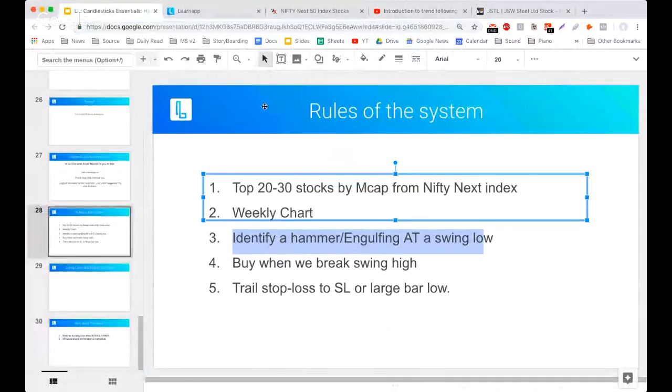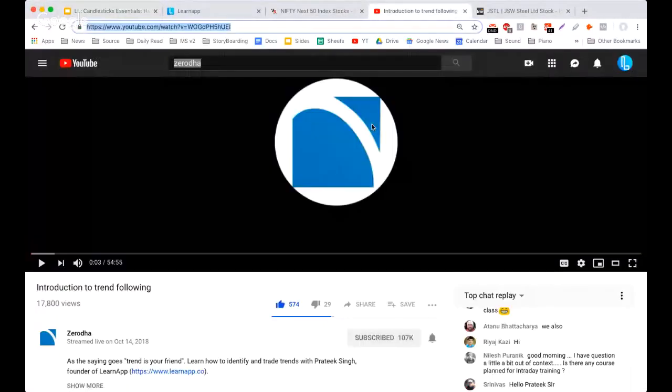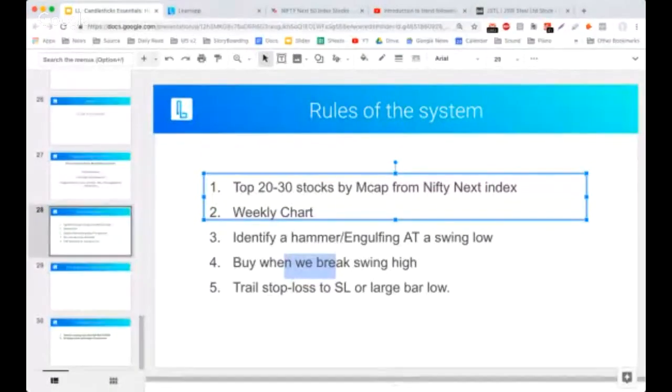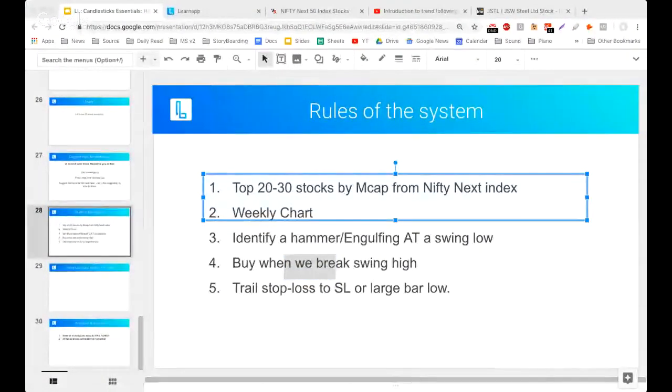What this basically means is, let me give you an example. When we are near a swing low and we have a hammer, that is our first condition. And we need to make sure that after that it breaks the swing high. So let me show you an example. All these examples were actually based on that. So I'll show you one last time before we end.